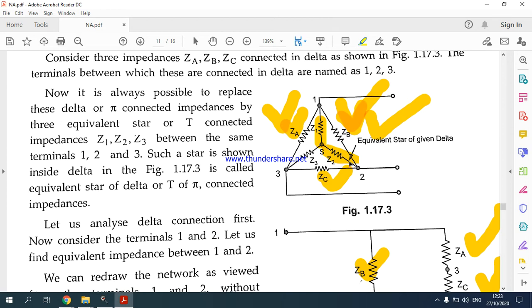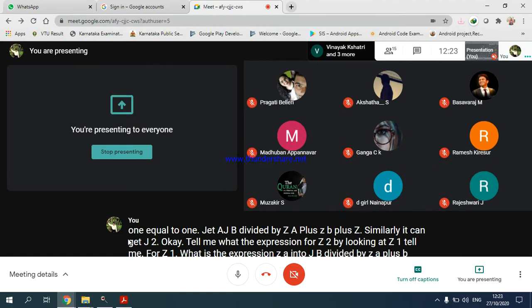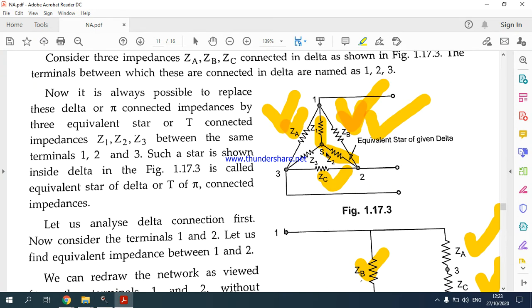Similarly, for Z2, tell me. Z2 equal to ZA into ZB. For Z2, for Z1 what you told? ZA into ZB. For Z2, ZB into ZC divided by sum of all the three. Similarly, for Z3, tell me. ZA into ZC divided by sum of all the three.